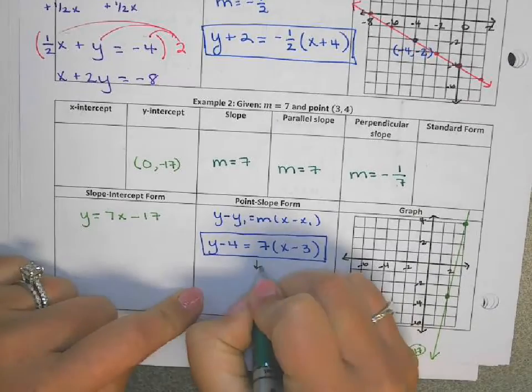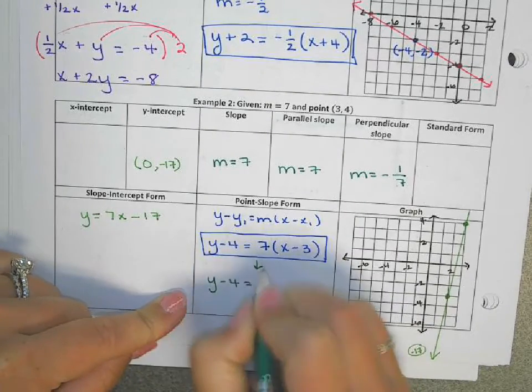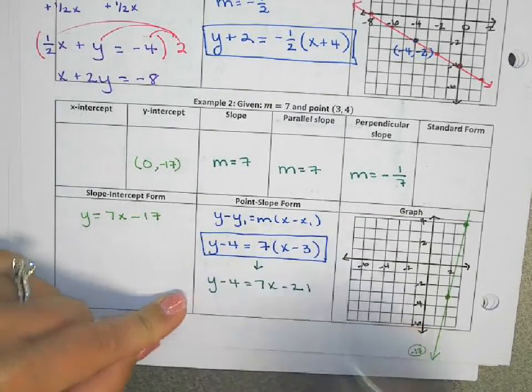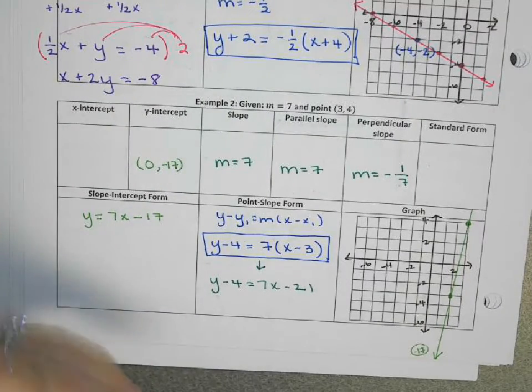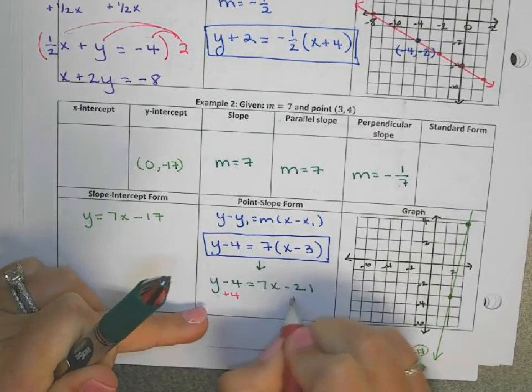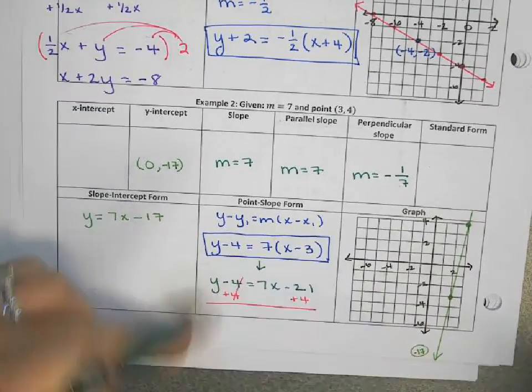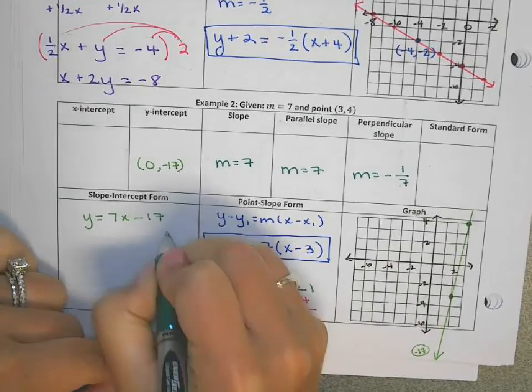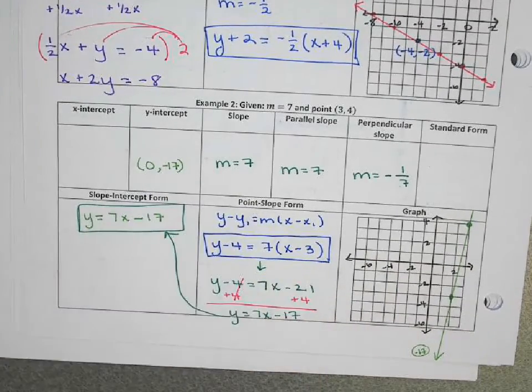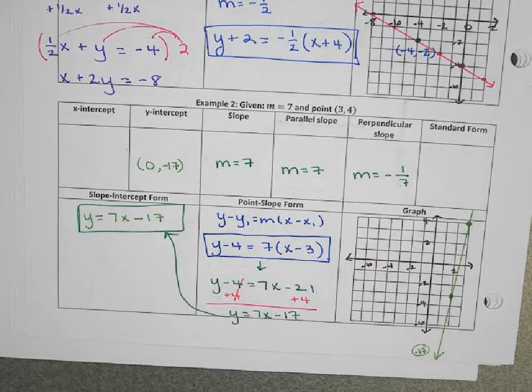You could have taken this and had y minus 4 equals 7x minus 21. So distribute the 7. Are we okay with that? Add 4 on both sides, because we're getting y by itself. And there we go. We have slope-intercept form. So slope-intercept form is just having y alone. Y is on the left side all by itself. And in it, you can see the slope. You can see the y-intercept.